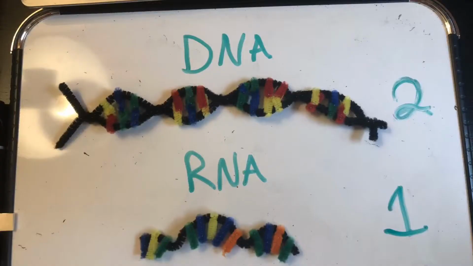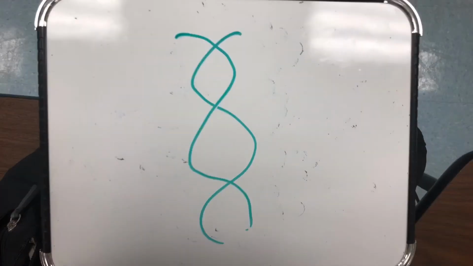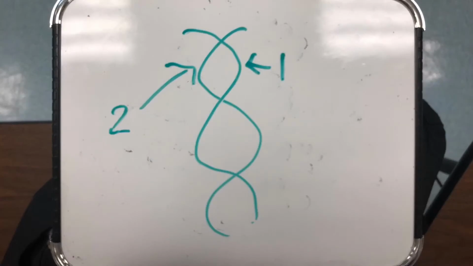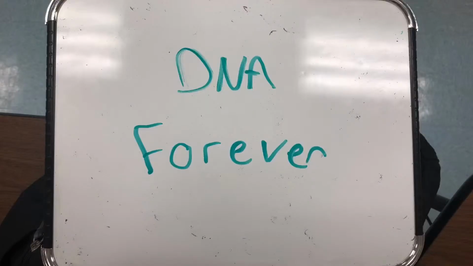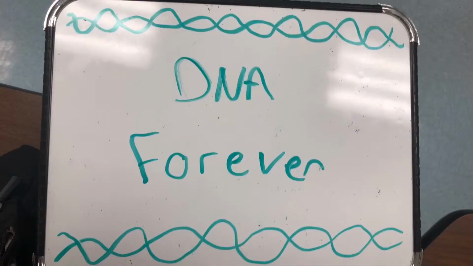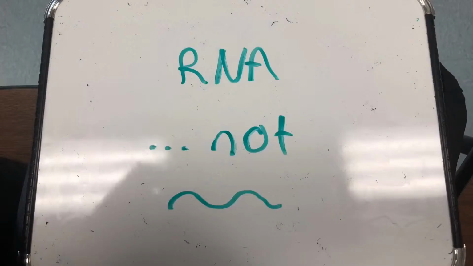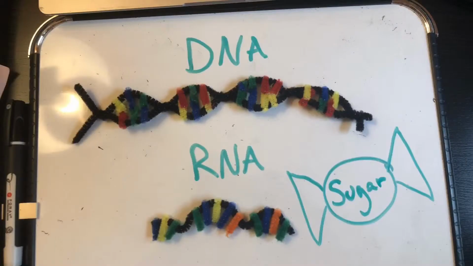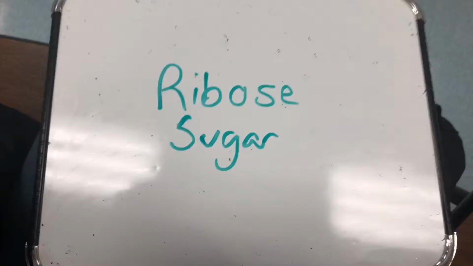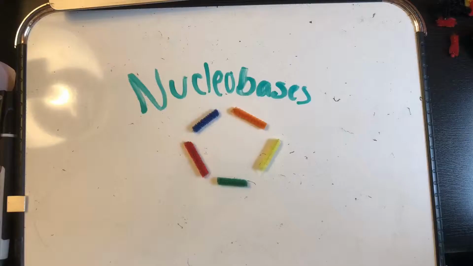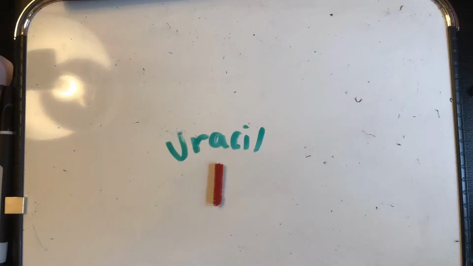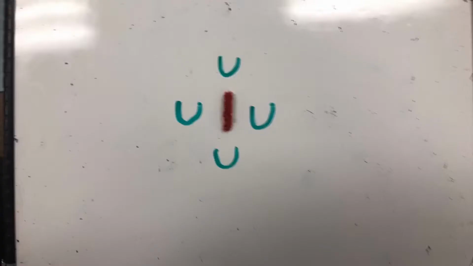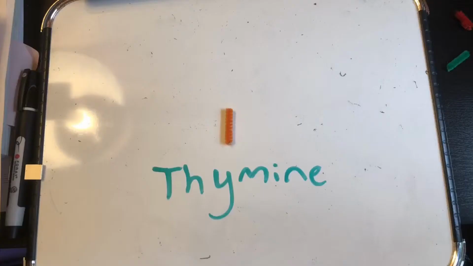So one of the differences between RNA and DNA is that DNA is two strands while RNA only has one. DNA is much longer than RNA. RNA is actually pretty short. Another difference is that DNA has deoxyribose sugar while RNA has ribose sugar. Another difference is in the nucleobases. In RNA, there is uracil. Meanwhile, in DNA, there is thymine.